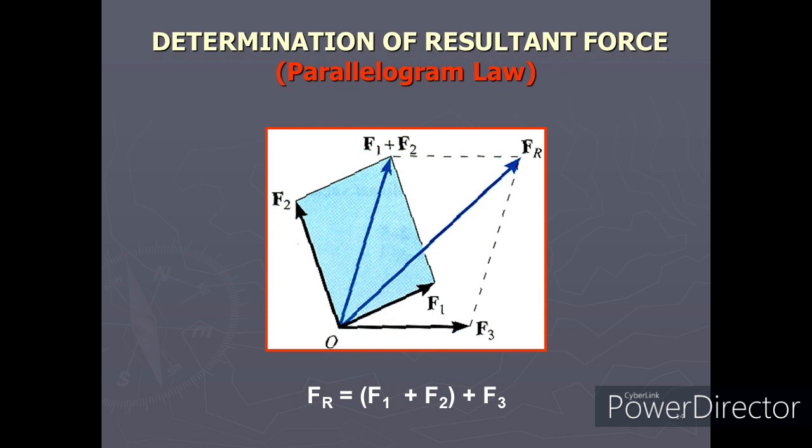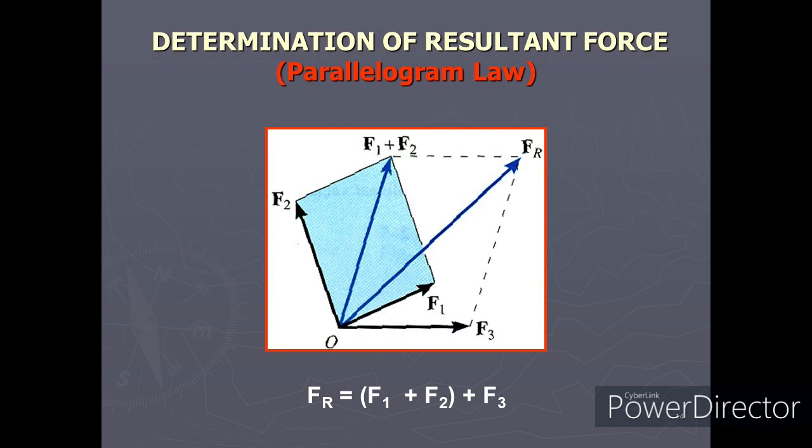So here we take any two, apply the parallelogram law by constructing a parallelogram, and the diagonal is now the resultant, which is F1 plus F2. And then use that resultant with the third vector, and construct another parallelogram to get the overall resultant, which will be this one plus this one. So what are we saying in essence? When you have a system of forces, the resultant is just equal to the summation of all the forces, the algebraic summation of all the forces. Simple, isn't it?